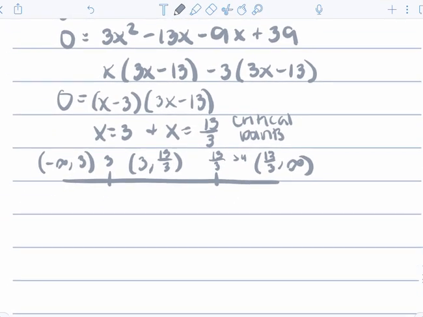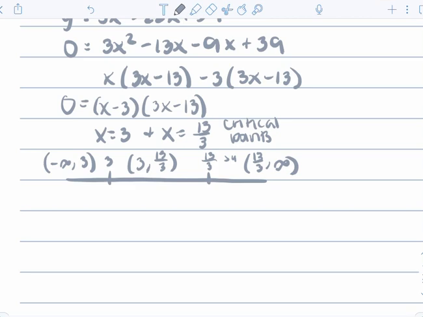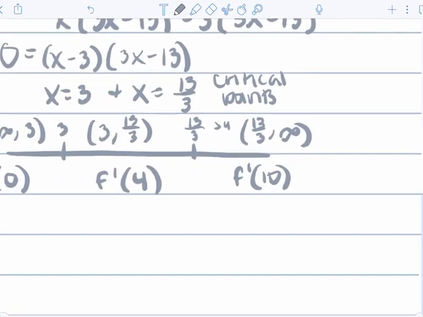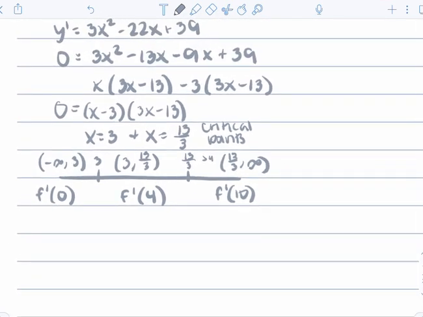And now we need to plug these values into our derivative, because if the derivative is positive, that means that the slope is positive, and therefore that part of the graph is increasing. And so to find the intervals, over here we would use 4, because 13 over 3 is not exactly 4, so we can still use 4 as a point. Over here, we can use 0. And over here, we can use 10. We don't actually need to know what the exact values are. We just need to know if they're positive or negative.